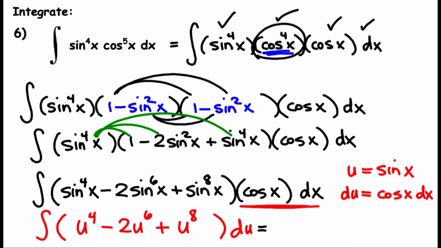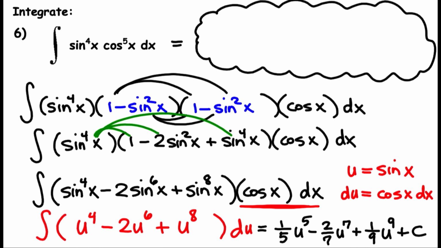Going up by a power, dividing by the new power. Again, normally you can't do that with trig, but there's no trig left. It's all red, it's all u's. So yeah, up by a power. So 1/5 u to the 5th, minus 2/7 u to the 7th, plus 1/9 u to the 9th, plus c. All right, the stuff in black is going to be the answer, except remember all u's become sine of x's. So I'll just put my answer somewhere else on the page. I'll just clear out a little space for it. I'll just put it right up there in that cloud.